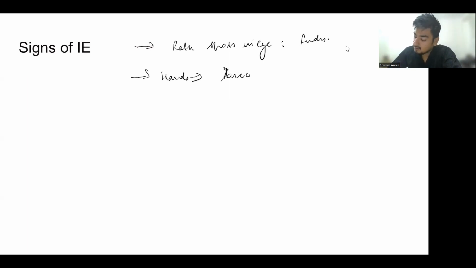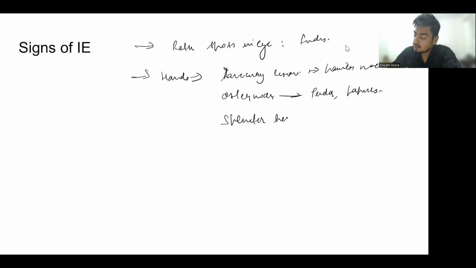Now we also have to look for signs of IE in general examination. For signs of IE, we can have Roth spots in the eye, which can be seen with the help of fundus. In hands, we can look for Janeway lesions and Osler nodes. Osler nodes are tender papules, and Janeway lesions are painless macules. You can also look for splinter hemorrhages in nail beds. Also, clubbing is one of the peripheral signs of IE.